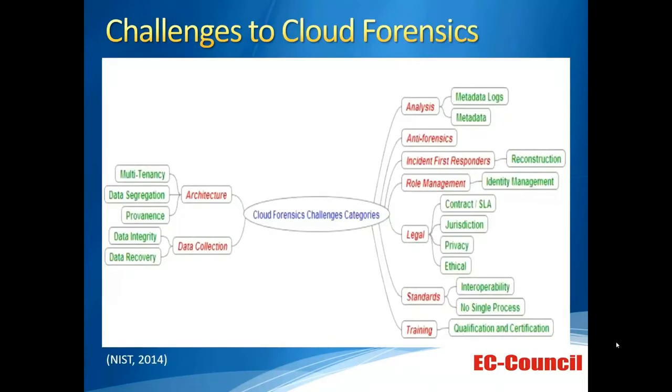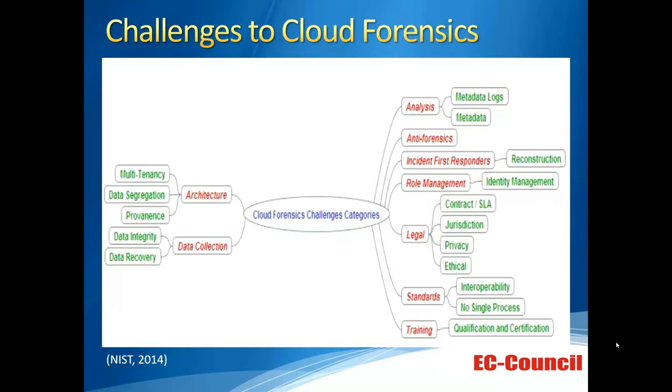Moving over to NIST's challenges for cloud forensics. As you can see, there are multiple challenges, and there's 9 categories that were identified by NIST. We can quickly go through them. First of all, the architecture. It is diverse, complex, and houses multi-tenants, and is prone to data segregation.